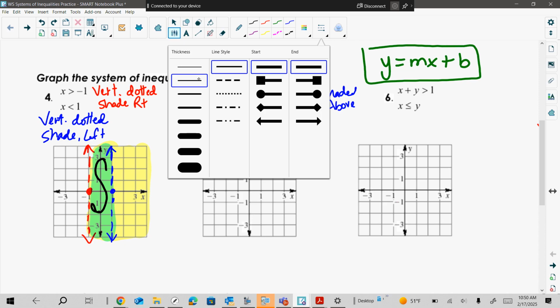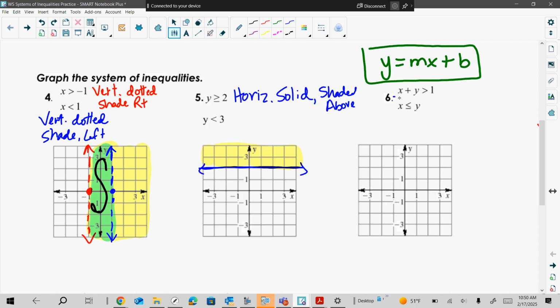So what I would do to solve for y on number 6, I would say minus x. Yep, y is greater than negative x plus 1. Yep, that is the line we're graphing. Where do we start for this line? Negative 0? No. What's the y-intercept? 1. So you start at 1.